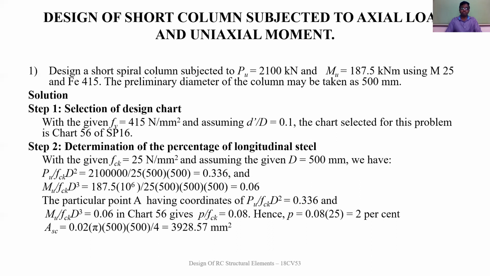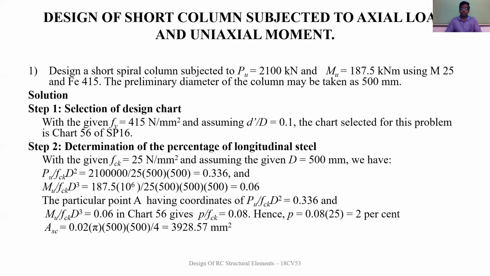SP16, in order to determine the percentage of longitudinal steel. In step 2, with the given grade of concrete and the assumed depth of 500 mm, we need to calculate Pu by fck bD square, Mu by fck D cube. The particular point or coordinates of Pu by fck bD square equal to 0.36 and Mu by fck D cube equal to 0.06 need to be plotted in chart number 56, which gives p by fck as 0.08. Hence, the percentage of steel calculated depending upon the given data is 2%.